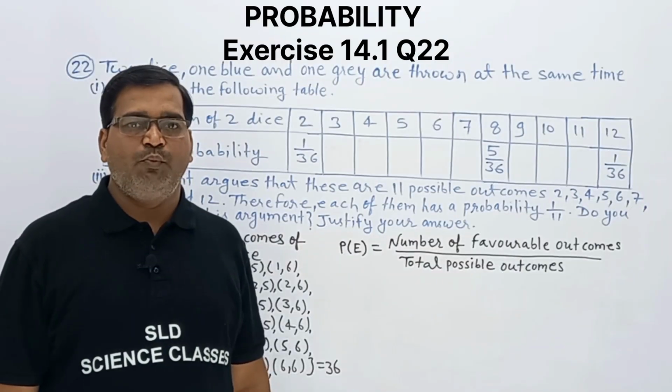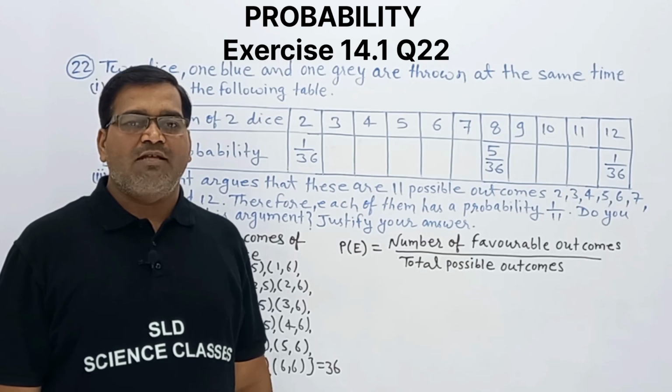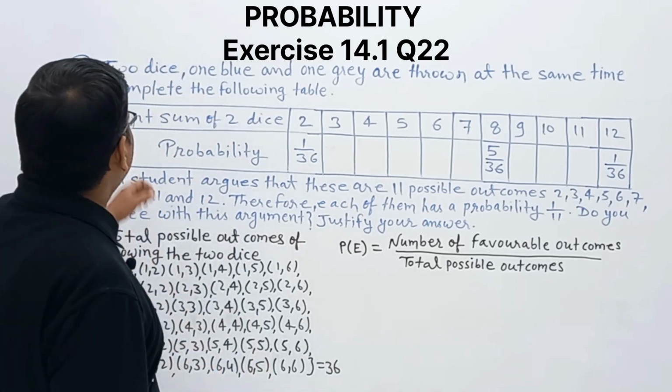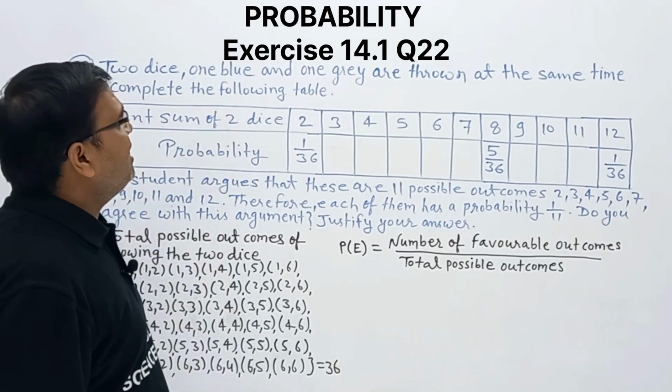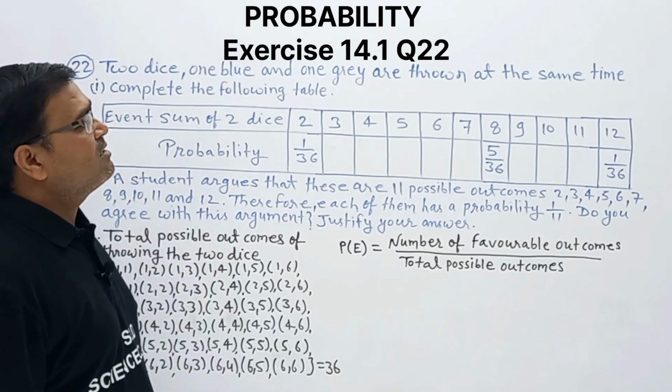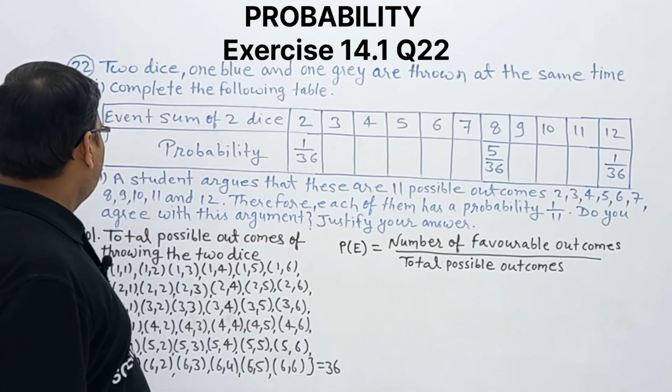In this class, we are going to discuss question number 22, exercise 14.1, probability. Observe this question. Two dice, one blue and one grey, are thrown at the same time. Complete the following table. Clear?